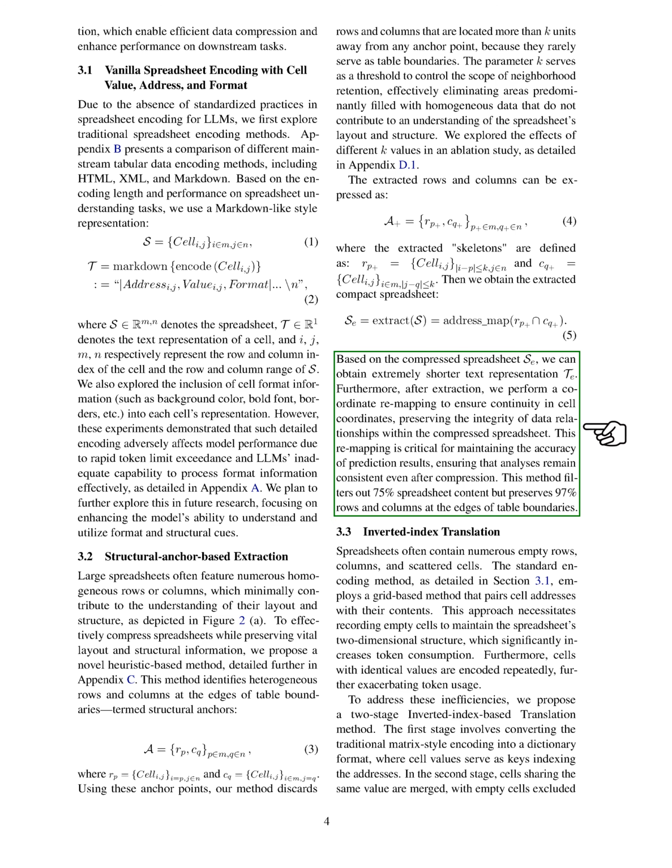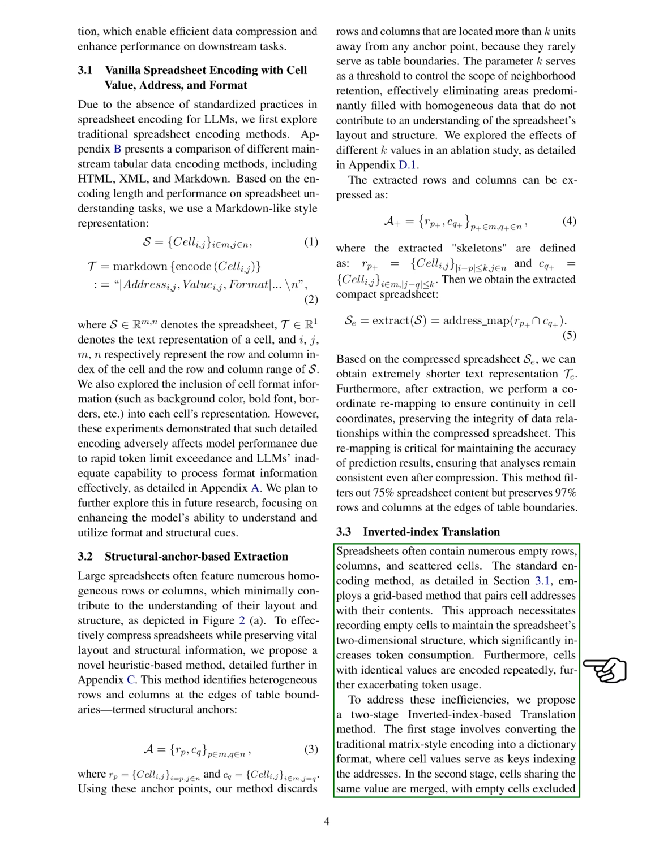Section: Inverted Index Translation. In this section, we will explain how we improved the encoding method for spreadsheets to make them more efficient. Spreadsheets often have many empty rows, columns, and cells scattered around. The traditional method of encoding these spreadsheets involves pairing cell addresses with their contents in a grid-based manner. However, this method leads to recording empty cells, which increases the number of tokens needed. Additionally, cells with the same values are encoded repeatedly, further increasing token usage.